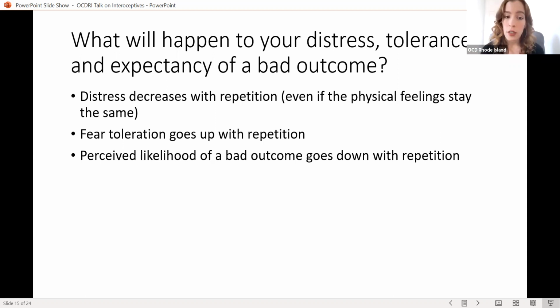We would also expect that your fear toleration would go up. So if I were to say, how willing are you to feel this feeling? You know, not that you like it, but can you be with it? That sort of thing. That would increase with repetition. And then also that your perceived likelihood of your worst outcome happening would go down with time. And that's because it typically doesn't happen.